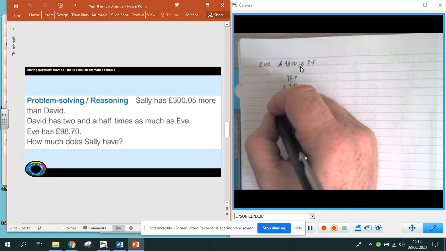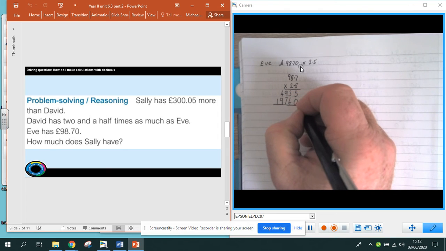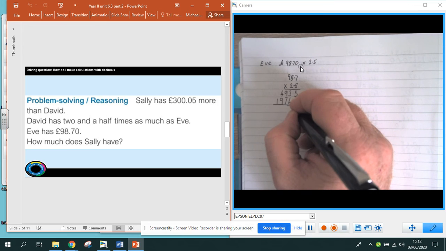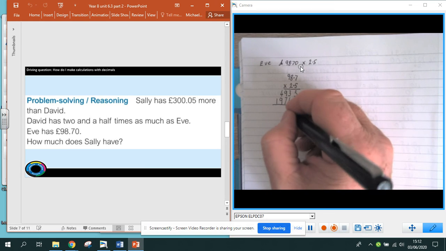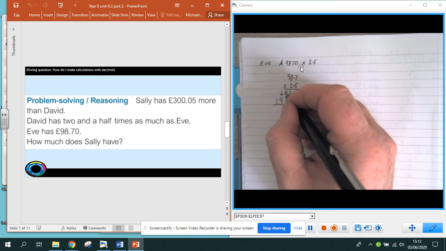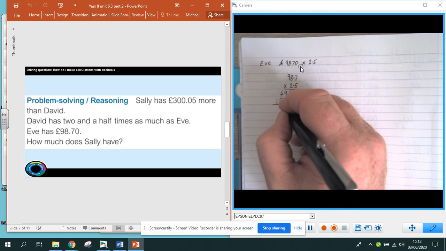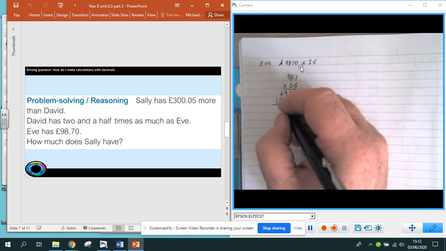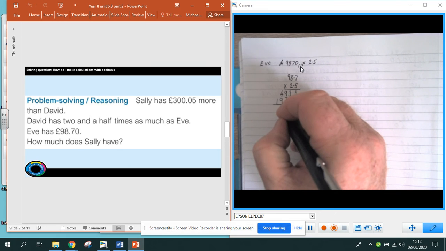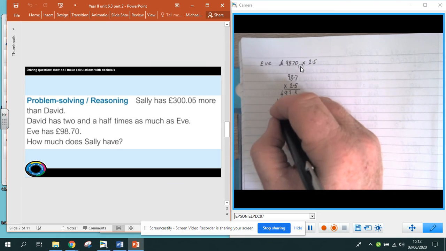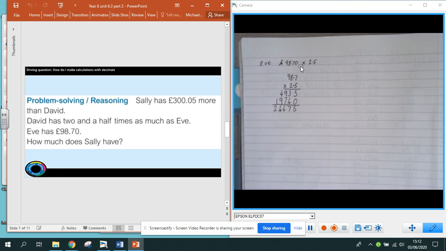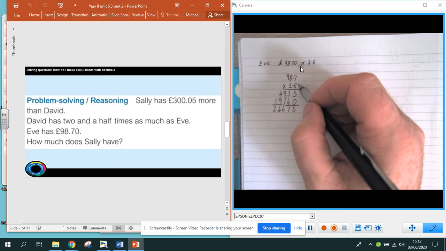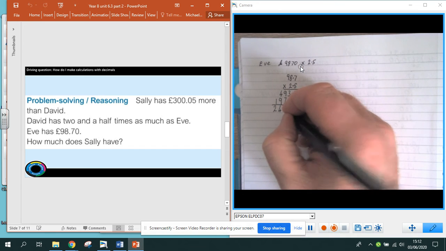Then I add them together. 5 and 0 is 5. 3 and 4 is 7. 9 and 7 is 16. Put down a 6, carry the 1. 4 and 9 is 13, and 1 is 14. Put down a 4, carry the 1. 1 and 1 is 2. So, those are the numbers. 2 numbers after the decimal point in the question means I need 2 numbers after the decimal point in the answer.